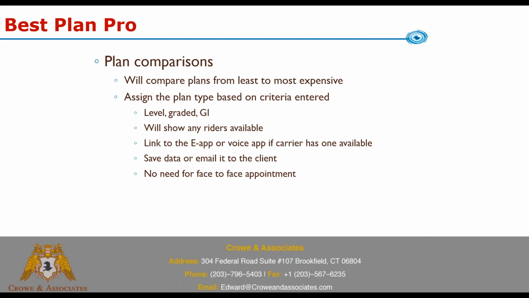And then another big thing to me is when I used to do final expense, if there was a random company I wasn't that familiar with that came out with the best rate and I wanted to write them, sometimes I didn't have a paper app for them. Or I knew they had an e-app or a voice signature, but I didn't know what the company's website was. I had to log in. It was a hassle to try to figure out how to do the app with a carrier I wasn't familiar with. Well, on Best Plan Pro, it will automatically take you right to the e-app or voice app.